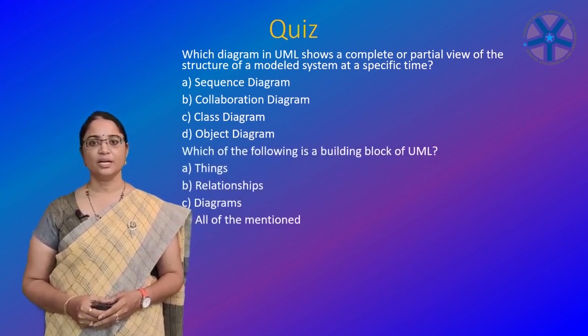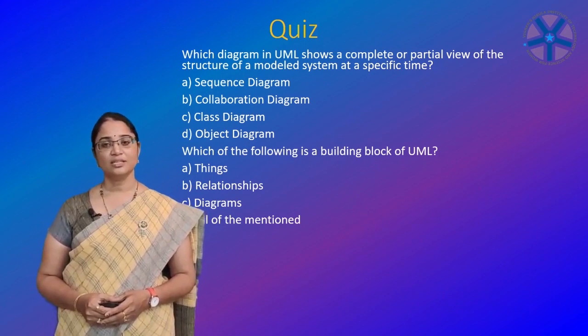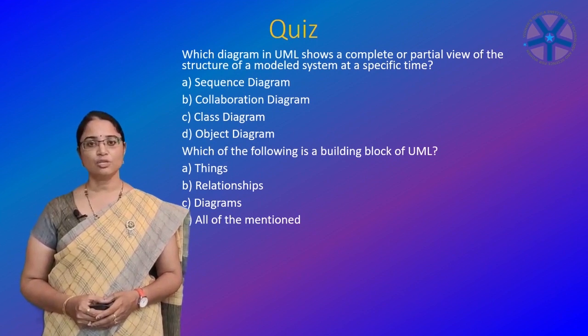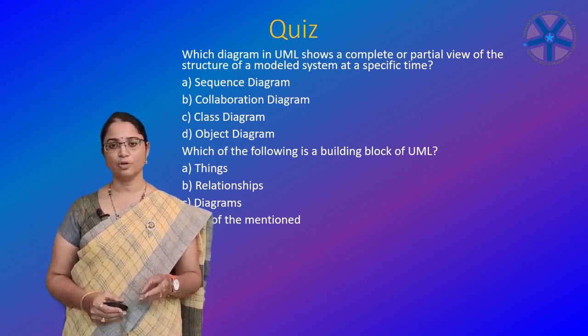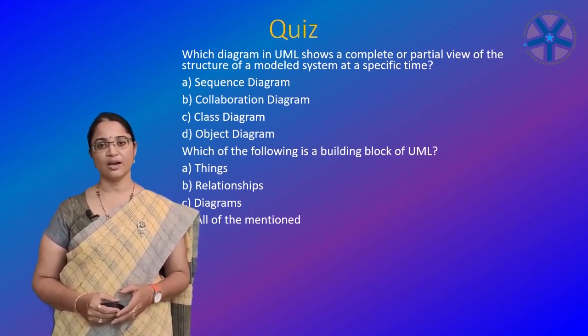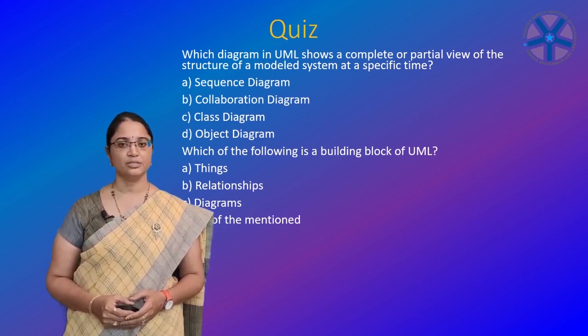Which of the following is the building block of UML? Coming to this: things, relationships, diagrams, all of the mentioned. We know that the conceptual model of the UML consists of the building blocks of the UML, rules and common mechanisms. Coming to the building blocks, here we have things, relationships and diagrams. So, the answer is all of the mentioned.